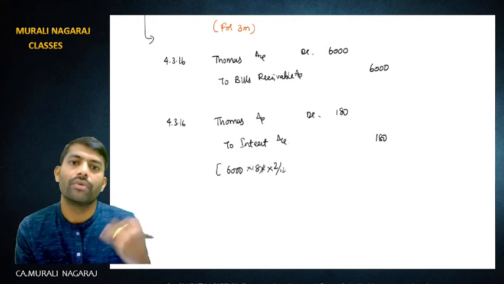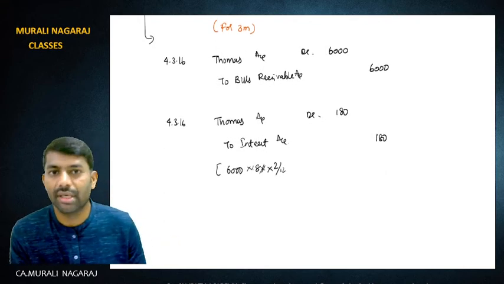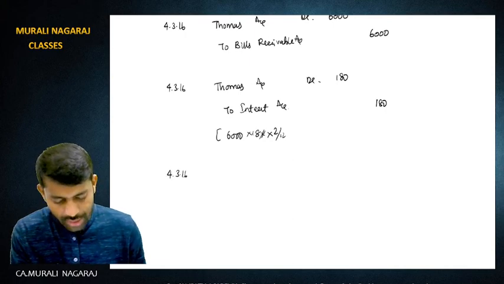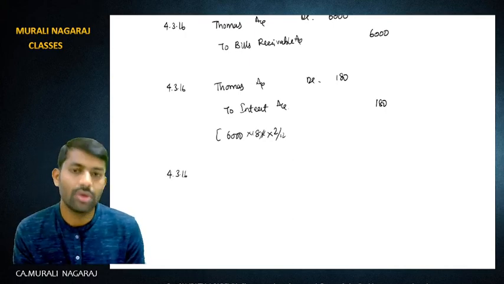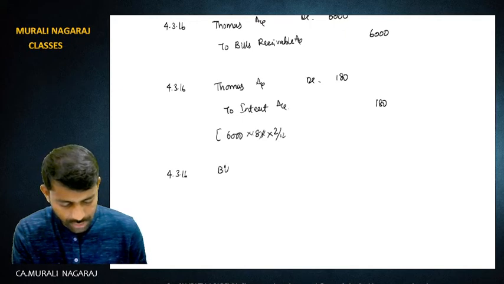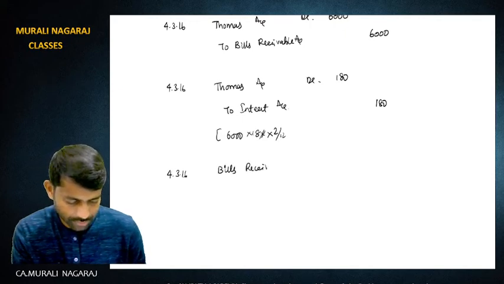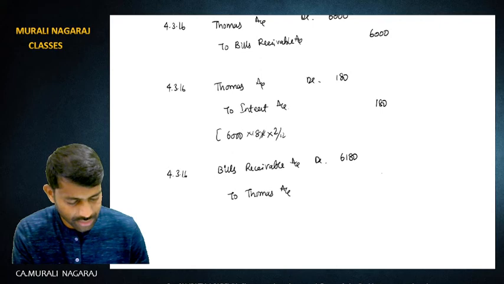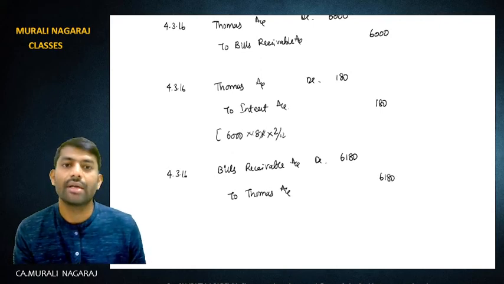Now for the entire amount we are issuing a new bill. So there is no cash settlement at all. On the same day, 4/3/16, the 3 days grace will not apply, only on the first bill itself it will apply. So the new bill we are going to issue, that is bills receivable account debit to Thomas account, 6,180. That's the entire bill amount.